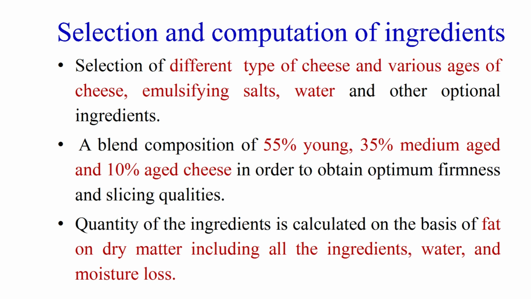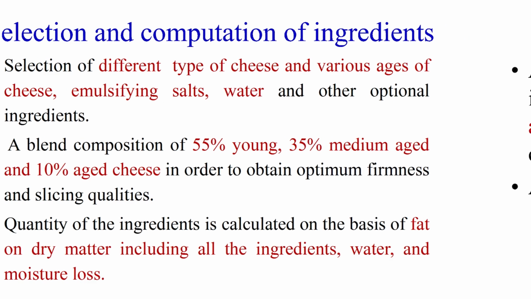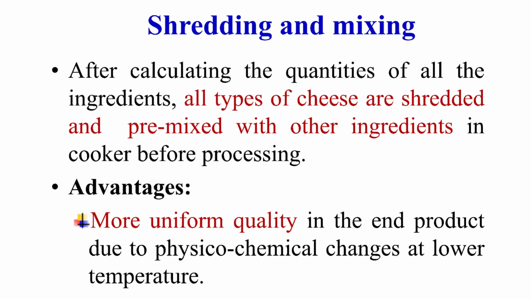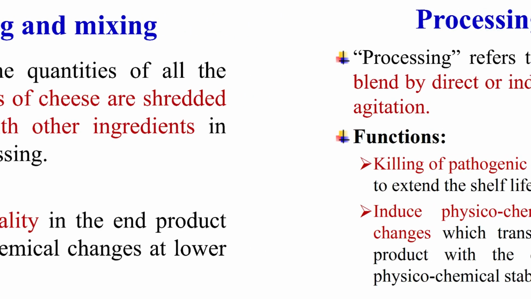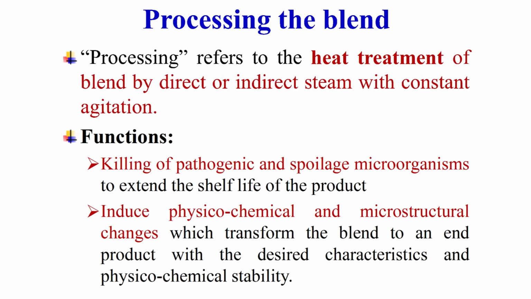The quantity of each ingredient is carefully calculated based on the fat on a dry matter basis, including all ingredients, water, and expected moisture loss. After calculating, all types of cheese are shredded and pre-mixed with other ingredients in a cooker before processing. This step offers advantages, such as achieving a more uniform quality in the end product due to physico-chemical changes occurring at a lower temperature.